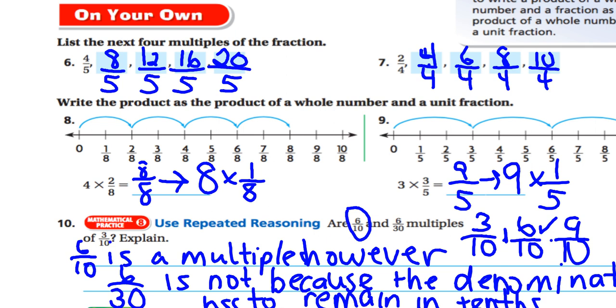Which is greater, 4 times 2/7 or 3 times 3/7? In order to do this, you have to find their products. So 4 times 2/7 is 8/7, and 3 times 3/7 is 9/7. In sevenths, we can see that 8/7 is less than 9/7. When you're explaining this, you would say, first I found the product of 4 times 2/7, which is 8/7. Then I found the product of 3 times 3/7, which is 9/7. And 8/7 is less than 9/7. So, therefore, 4 times 2/7 is less than 3 times 3/7.